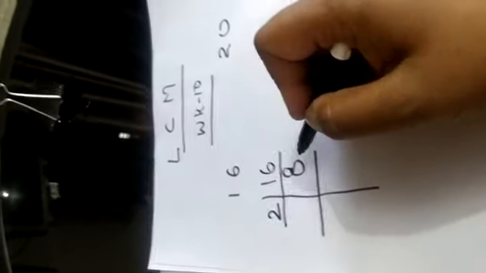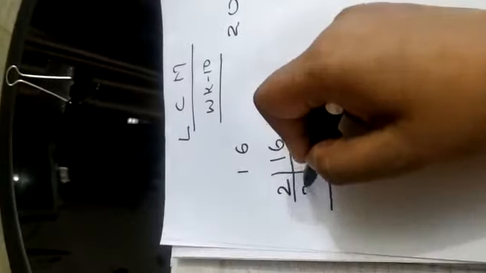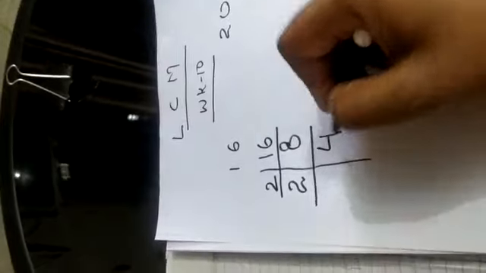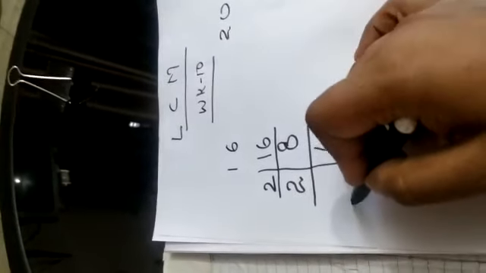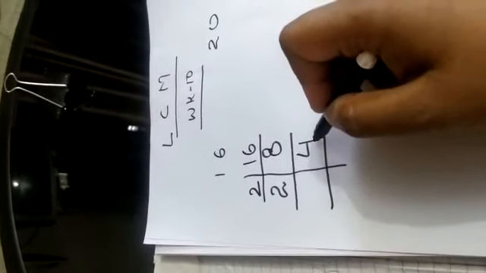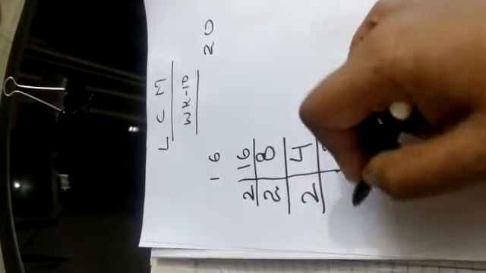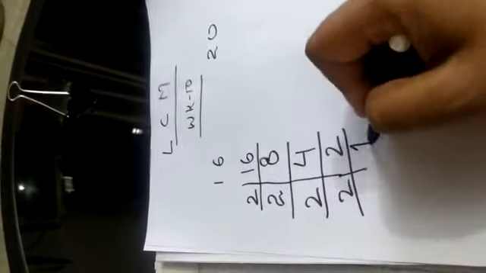Again we divide 8 by 2 because 8 is a composite number. After that, we get 4 as a quotient. Then we again divide 4 by 2 and get 2 as a quotient. We again divide 2 by 2 and we get 1 as a quotient.